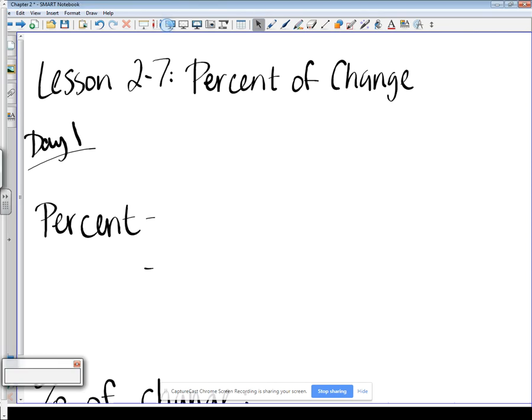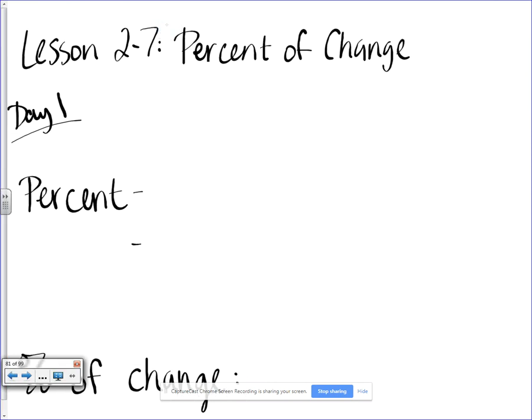These are your notes for lesson 2.7, percent of change. Okay, so you just finished up notes on ratios and proportions. Now we're going to move into percents. Just a few things to remind you about percents.